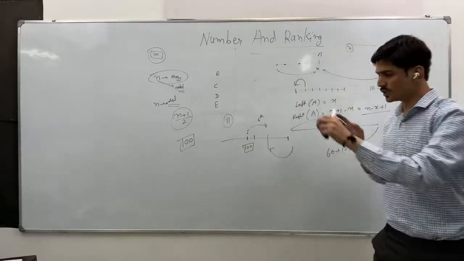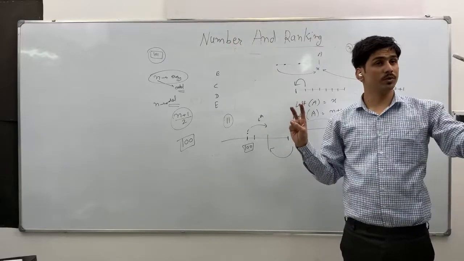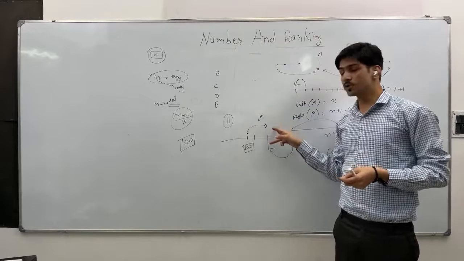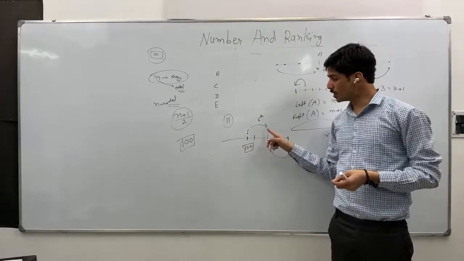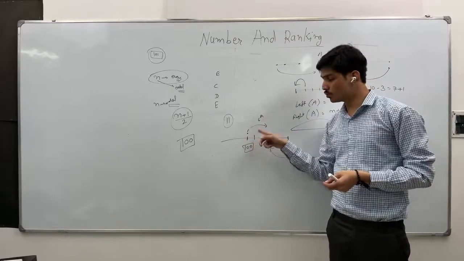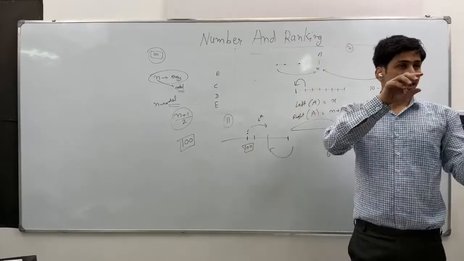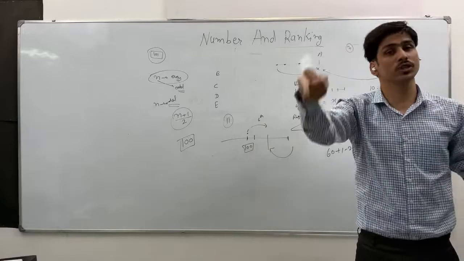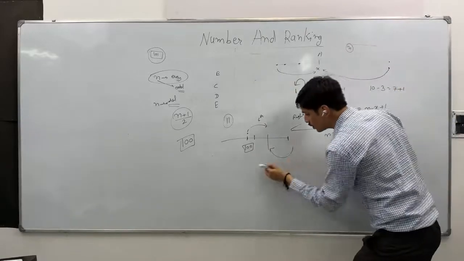First question, what do you do? There are 100 students, so there will be two middle terms. So the first middle student moved to the sixth position. It means he crosses five students, and he takes the position of the sixth student. Now what will be his rank from the right hand side?